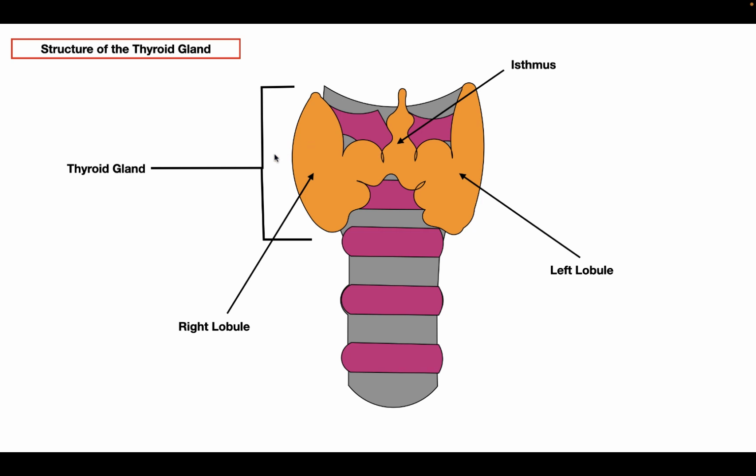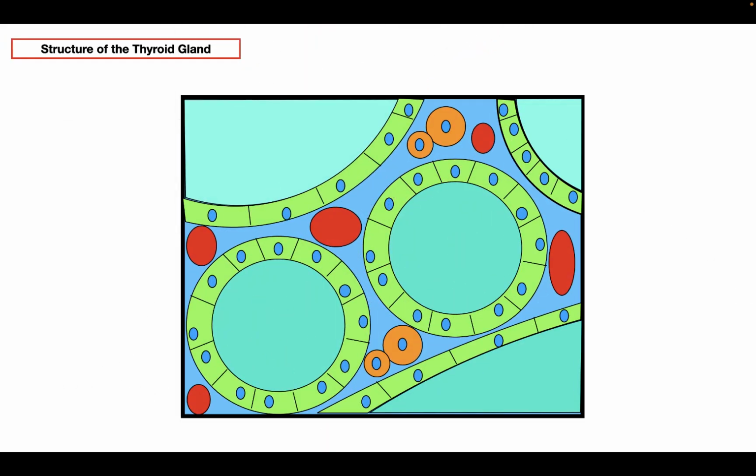So now that we have the basic structure of the thyroid gland, let's take a closer look at the cellular structure. This right here is a close-up of the cellular structure of the thyroid gland. The most important part of the thyroid gland is going to be the follicle. The follicles are these circles that are basically made up of epithelial cells, and these epithelial cells are called the follicular cells. Follicular cells are cuboidal epithelial cells that make up the epithelial lining of each follicle.